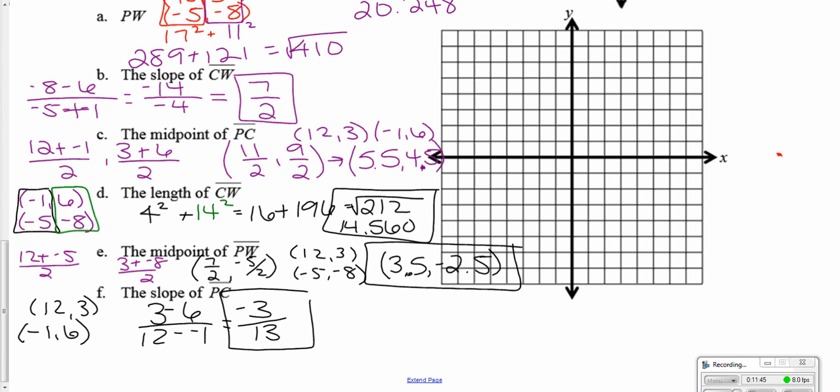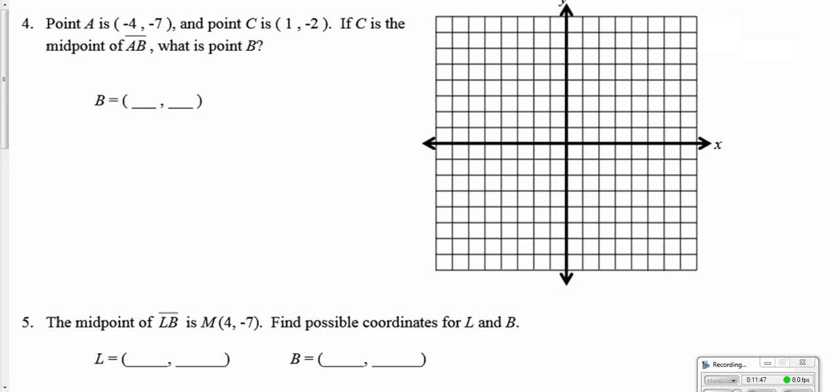All right, so we flip over the page. Number 4. Point A is -4, -7. There's point A. Point C is point 1, -2. Point C is our midpoint. So what I need to do here is I want to find how much I go up and over to get from point A to point C.